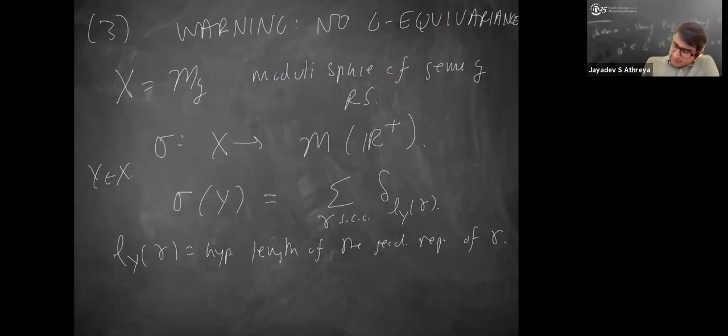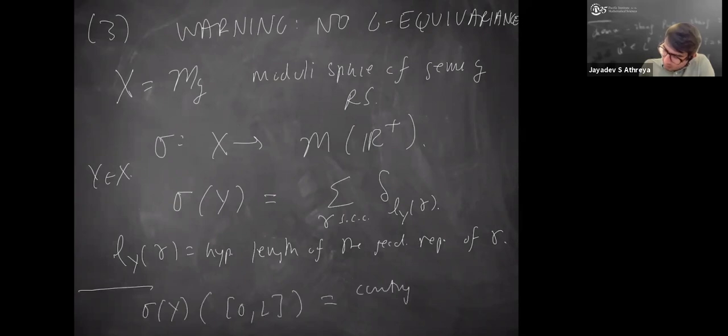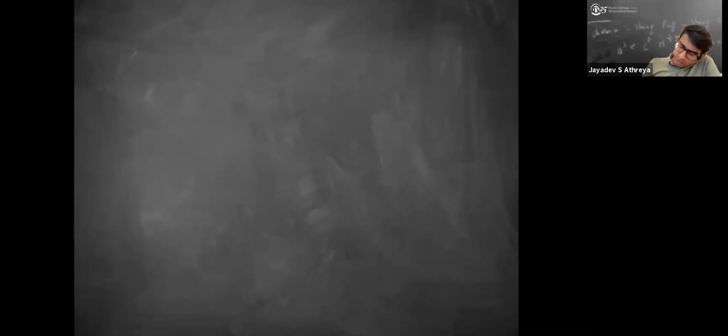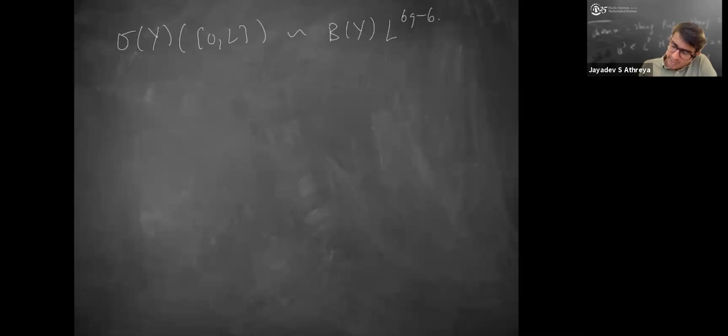Now there is a question, famously asked by Mirzakhani: what is sigma of Y of the interval [0, L]? It is the counting number of simple closed curves of length less than or equal to L on the surface. What Mirzakhani showed is a pointwise result: sigma of Y of [0, L] has a constant out front, which we'll call B of Y, and then this grows like L to the 6G minus 6.